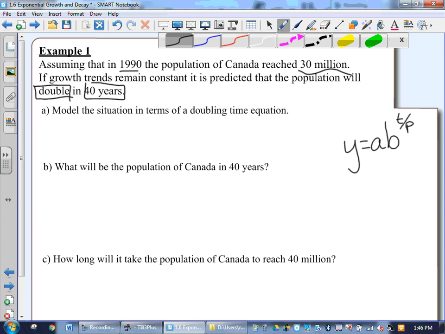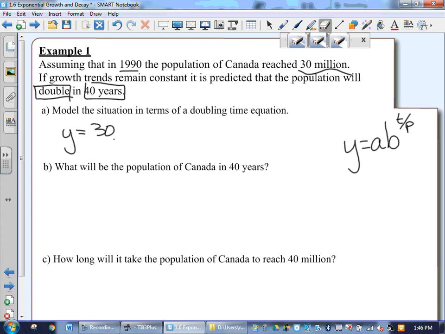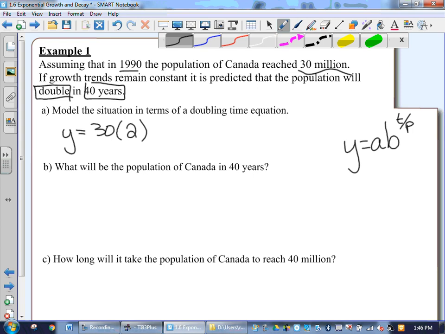Okay, so the final amount, I don't really know, because it will depend on the end date. How much am I starting with? Well, I'm starting with a population of 30 million. Instead of writing 30 million, I would just write 30, and remember that we're talking in millions of people. So my initial amount is 30. My rate of change, well, this is doubling. How long does it take for it to double? 40 years. Therefore, my period is 40, and my time will be t, because it depends. Do I want to know the population in 40 years, or 50 years, or 60? I can plug in different values for t.